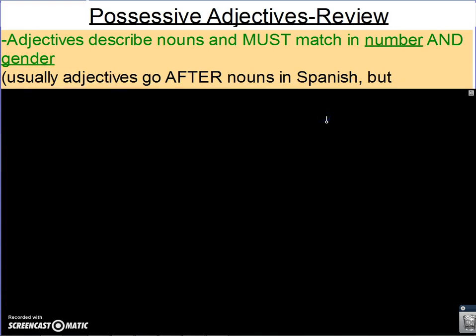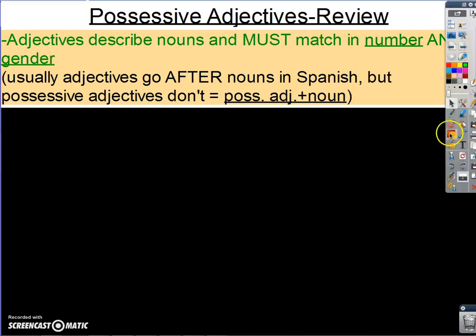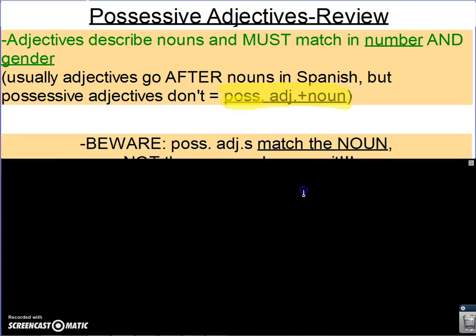Now, we've also talked about the fact that usually adjectives go after nouns in Spanish, like blue book becomes book blue, but these are an exception. Possessive adjectives don't. So you will have your possessive adjective, then the noun. I'm even going to highlight this because this is so super important. You might want to do the same thing. You will always have your possessive adjective followed by its noun that it's describing.